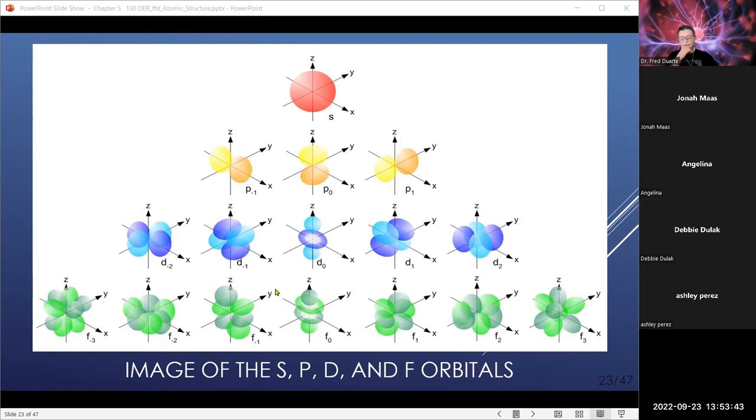Then we have the d orbits, and you can see the shape. There's 5 of them. Very interesting looking. Those are the ones listed in blue. And then the 7f orbits. Okay. Keep in mind that each one can handle 2 electrons. And they get very, very wild looking here. That's the result of the mathematics involved with respect to quantum mechanics.